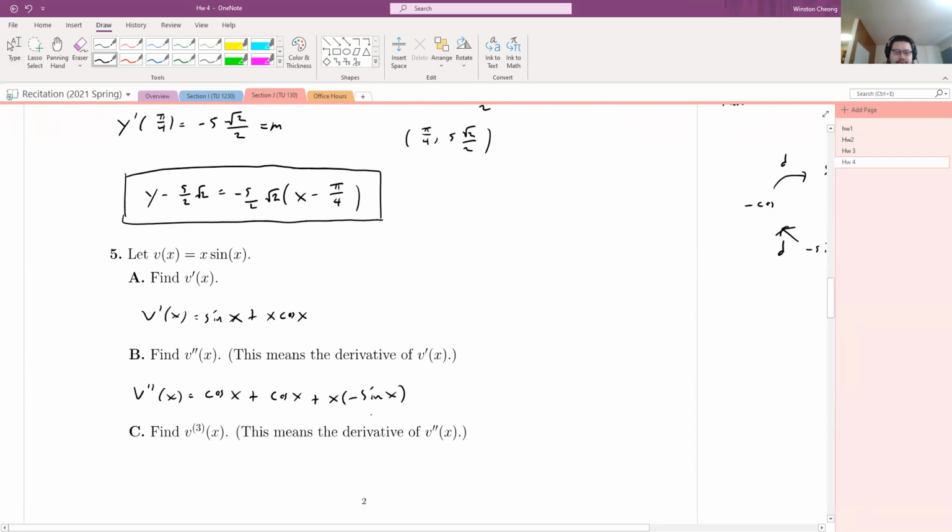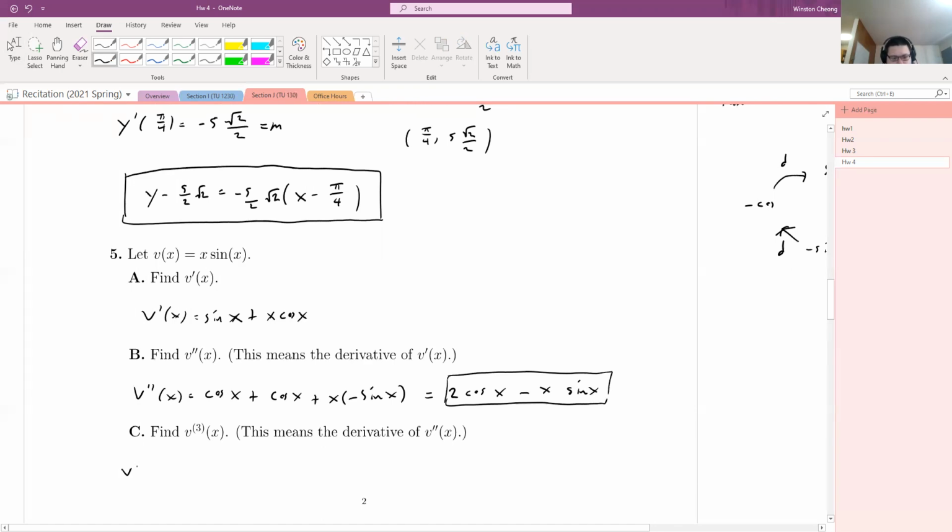Okay, it'd be a little bit nicer if I combine these two cosines together, since I'm going to have to take the derivative for part C. So I'm going to rewrite this and clean it up a little bit. So 2 cosine x minus x times sine x. Okay, I may as well box it.